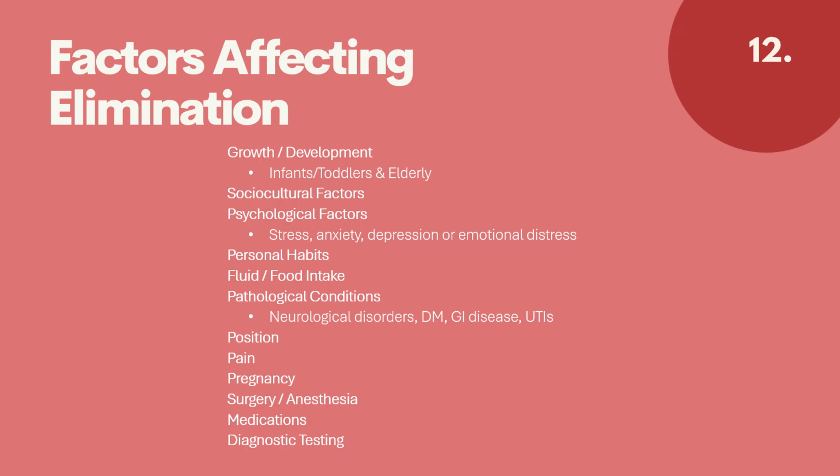Fluid and food intake. So hydration is a huge key factor here. If they're having adequate fluid intake, they should have a fairly normal urine output. But if they have low intake of fluid, specifically water, that's going to cause them to become more dehydrated. So their urine is going to become concentrated, with maybe a decrease in that urine output. And then for their bowels, they are going to have an increased risk of constipation.